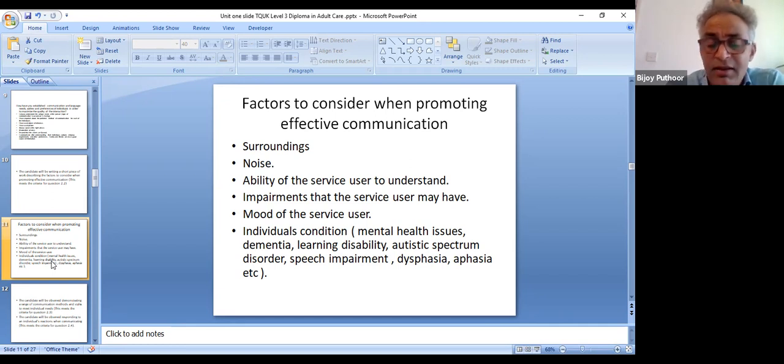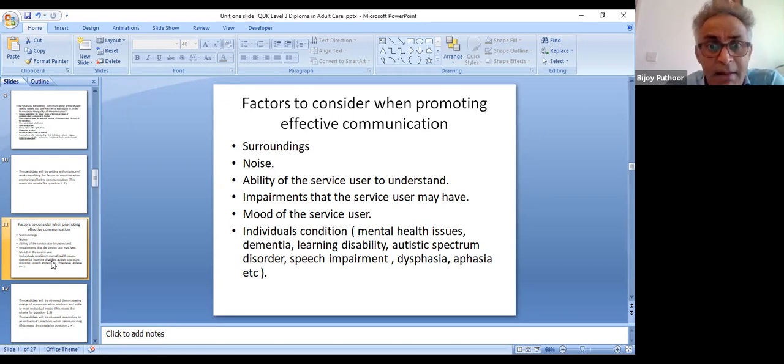their lack of hearing, lack of sight, lack of ability to understand because of dementia, all those things, the impairments that people may have, will definitely have an effect on communication. So you have to make sure that those things are taken into consideration. Mood of the service user.